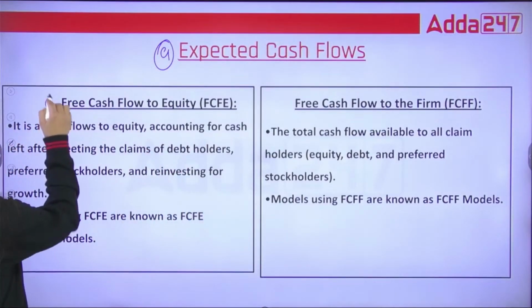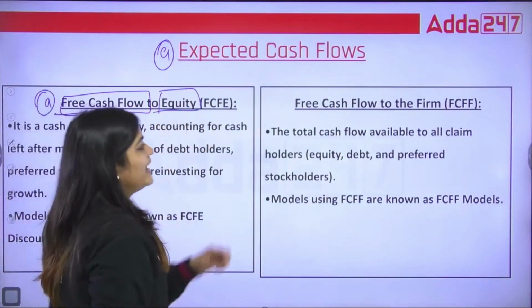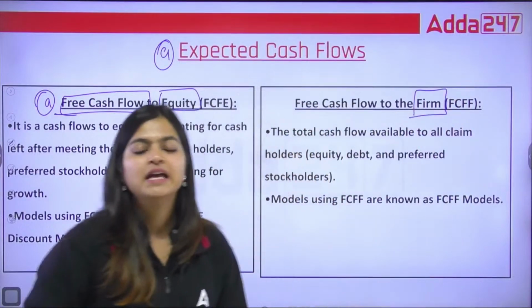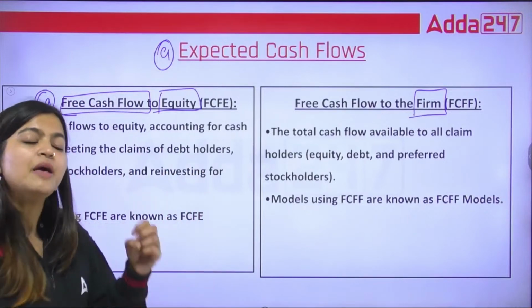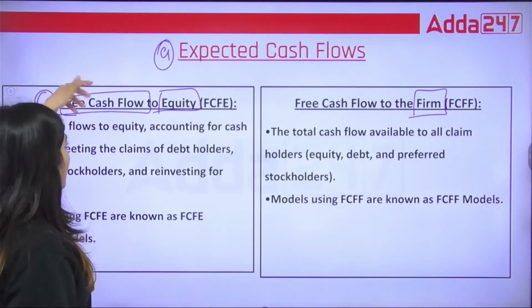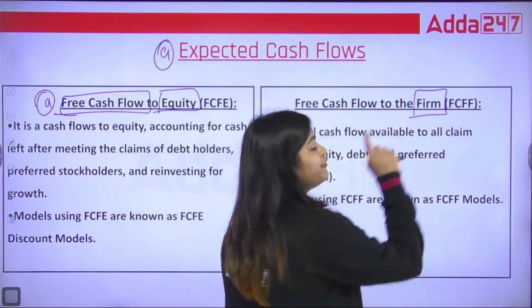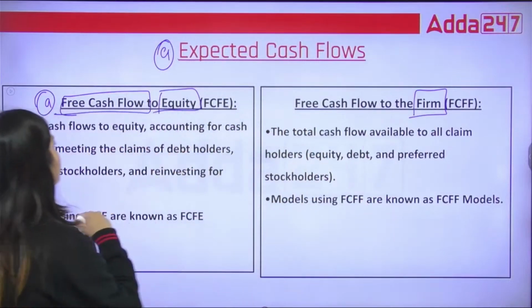That is free cash flow to equity, and the next one depends on your firm. How can you expect two cash flows? You can expect the cash flows based on two things. One, you can use the cash flows to equity. Next, you can use the cash flows to the firm. So these are the two types. Okay, let's see them one by one.